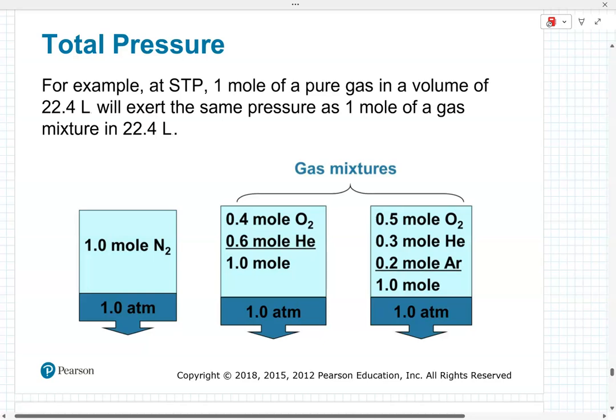So you can mix different gases in different molar ratios. Okay? That makes sense? But, for instance, if the amount is 1 mole, then the volume is always going to be 22.4 liters, whether it's a mixture or pure gas. And the pressure is going to be 1 atmosphere. Okay?